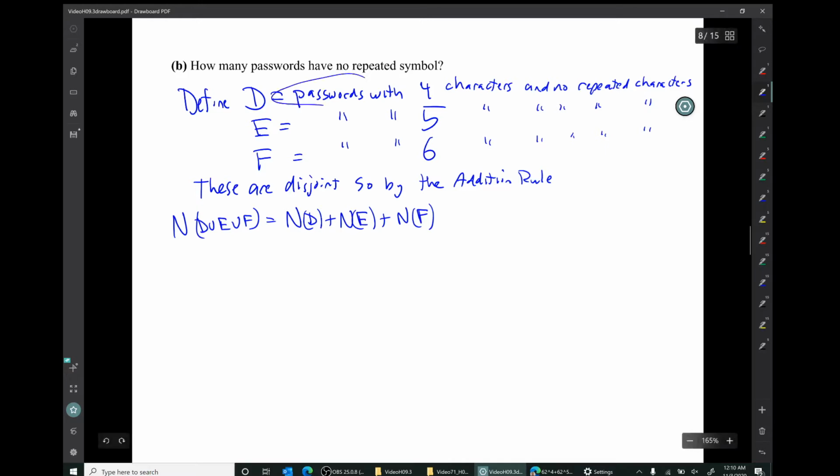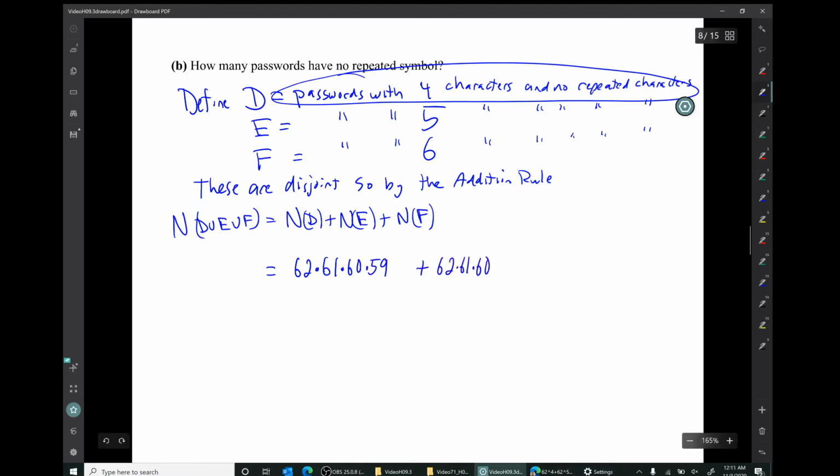To choose a password with 4 characters, we get to choose any of the 62 characters for the first blank. But for the second blank, we can't choose whatever character we already chose for the first blank, so we only get 61 choices for the second blank, and so forth. So that's the number of elements in set D. That's the number of elements in set E. I got to choose 5 characters with no repeats. And then finally, the number of elements in set F. So when I add these up, I get the following.